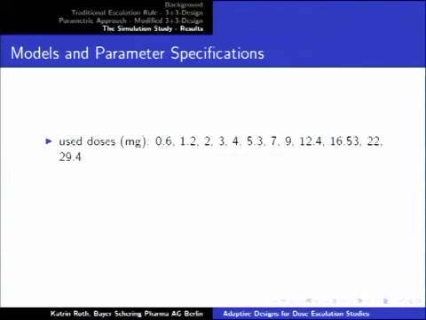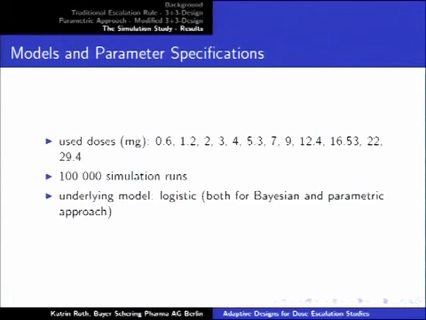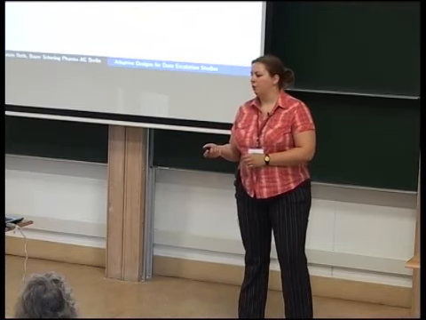I had to specify some parameters, as I said before. I used this range of doses from 0.6 to 29.4 milligrams that were doses used in a real study. I did 100,000 simulation runs on each scenario and each setting. And the underlying model that I chose was logistic, both for the Bayesian approach that I used and for this parametric approach that I presented.